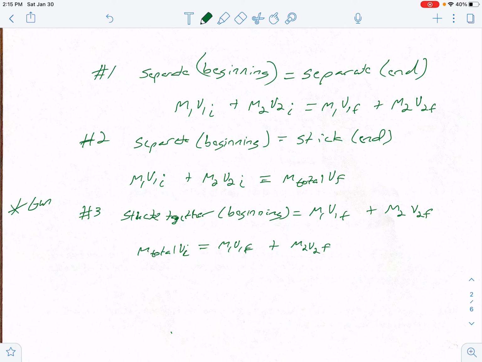Oop, I kind of led you into that equation prematurely there. So stuck together in the beginning, and then they separate in the end. That was my bad on that one. So we have mass total V initial equals, and then they explode and go their separate ways. I'll give you a hint: this side is pretty much always going to be 0, because it's usually sitting there doing nothing, and then it explodes.